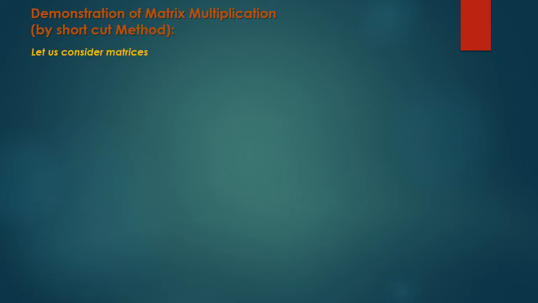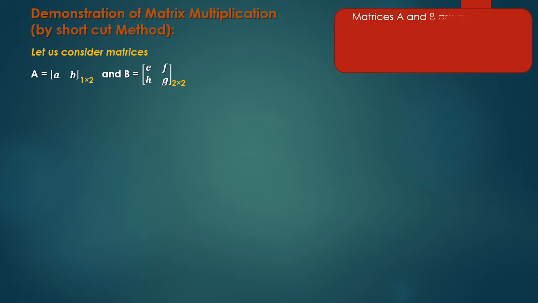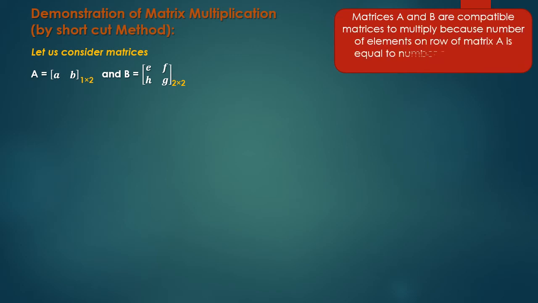You can see the matrix A. The order of matrix A is 1 cross 2, and the matrix B is of order 2 cross 2. Now, are they compatible for multiplication? Yes, they are compatible for multiplication. You can see in the row of matrix A there are 2 elements, and in the column of matrix B there are 2 elements. So they are compatible for multiplication.